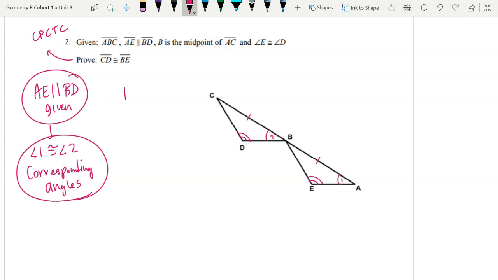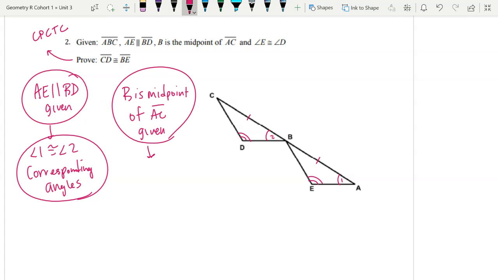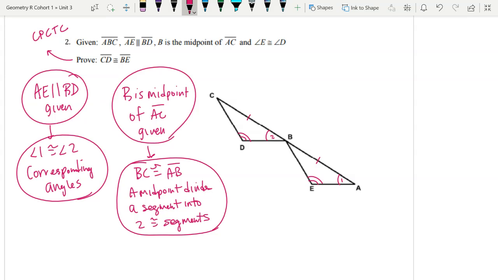The next given was that B is the midpoint of AC. That was given. What did that tell you? That told us that BC was congruent to AB. And the reason we know that is a midpoint divides a segment into two congruent segments. And the last thing was just a given, angle E is congruent to angle D, given.